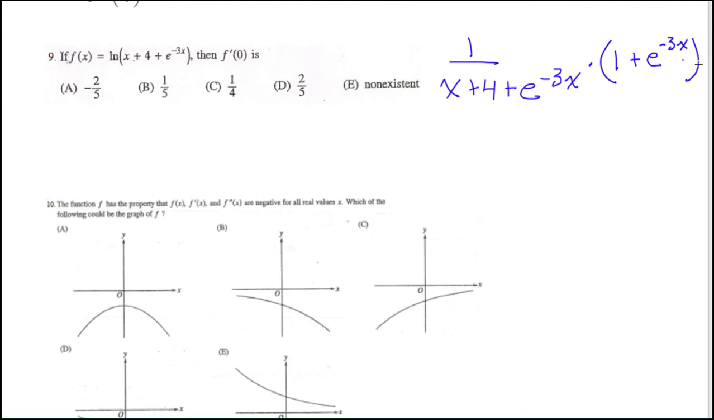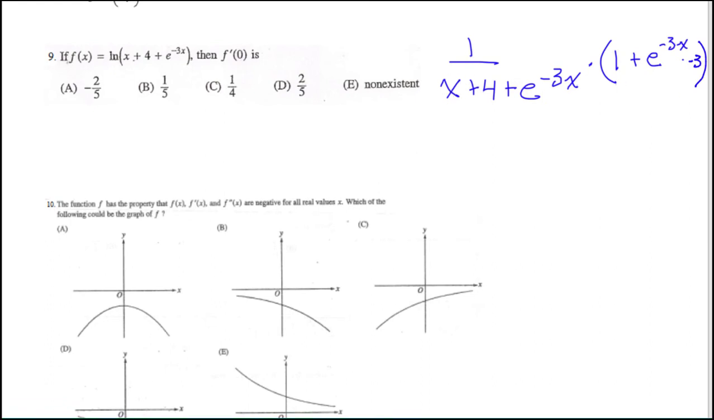I ran out of room there. Let me grab you, move you away. That times negative 3. Put the parenthesis right there. So negative 3 came from the dinner. The inner was negative 3x, and the derivative of the inner is negative 3. And then we have to plug in 0. Let's plug in 0 right away without simplifying. Otherwise, we're going to have to do too much work.